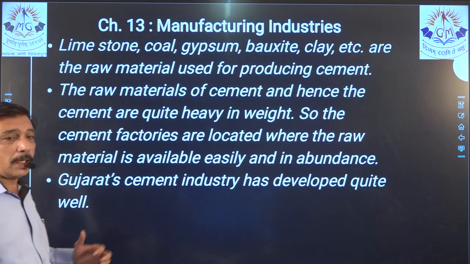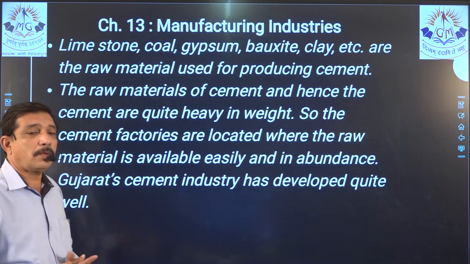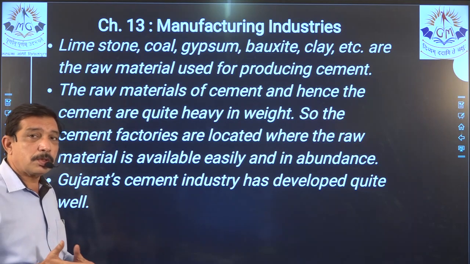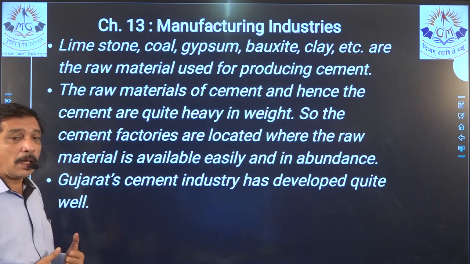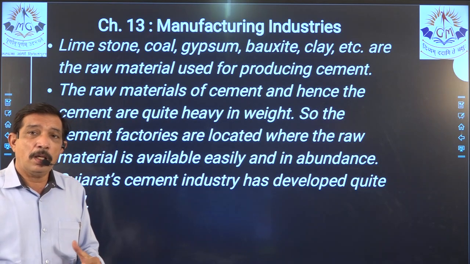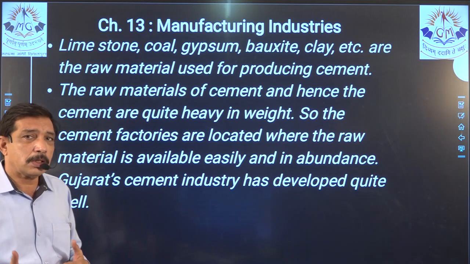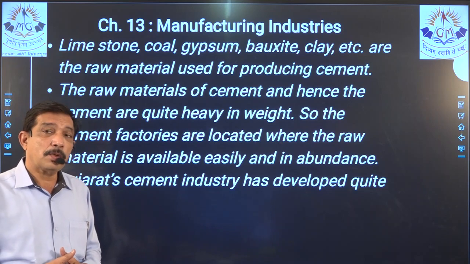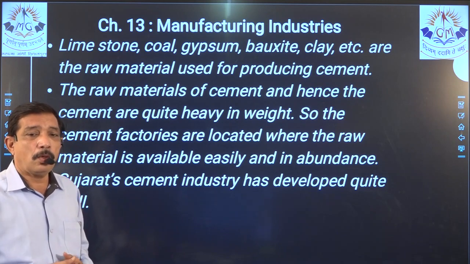The raw materials of cement, and hence cement, are quite heavy in weight. So cement factories are located where raw material is easily available and in abundance. Usually they will be situated where, for example, gypsum, bauxite, clay, limestone are found. In Gujarat also it is situated at a place where we find lots of limestone, gypsum, clay and bauxite. So near Rajula there is a factory. That is the complete belt where we have lots and lots of limestone, clay, coal, gypsum.